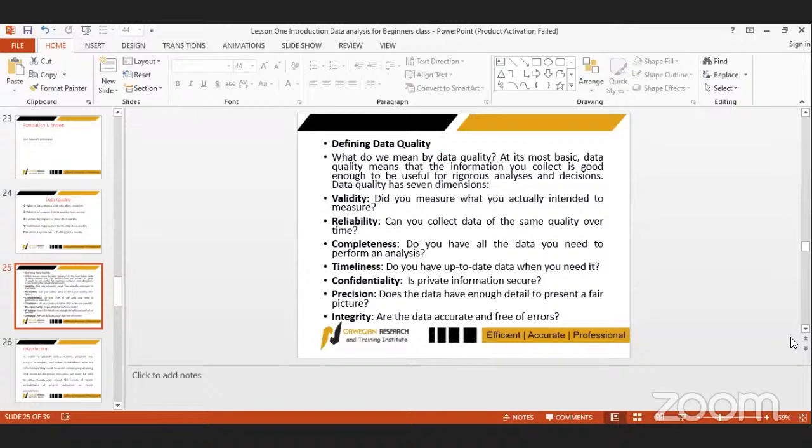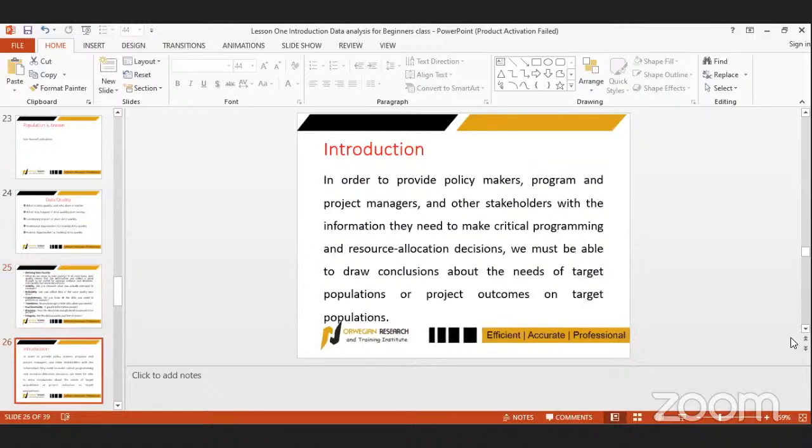So if you want to integrate a quality aspect in your data collection process, then you must ensure that your data meets the standard of validity, reliability, completeness, consistency, timeliness, confidentiality, and precision, as well as integrity. These must be the standards upon which you can say that your data has met the quality aspect.